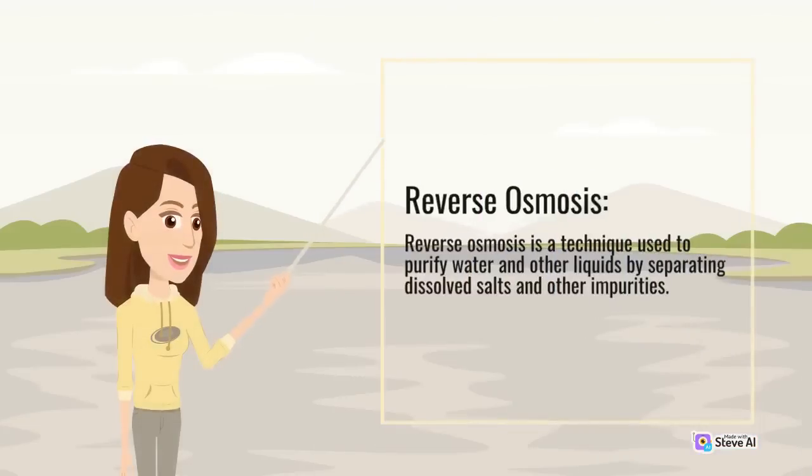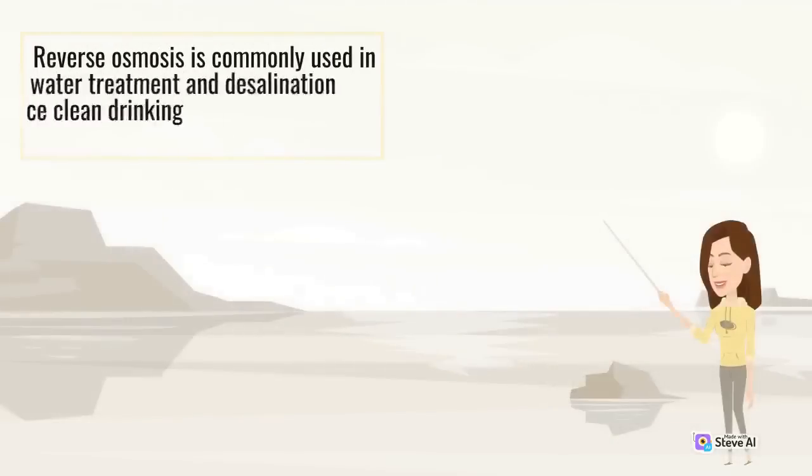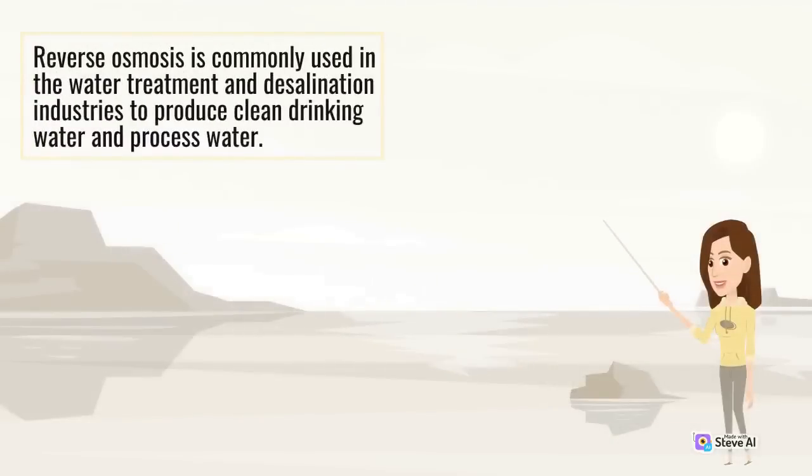Reverse osmosis. Reverse osmosis is a technique used to purify water and other liquids by separating dissolved salts and other impurities. In this method, the solution is passed through a semi-permeable membrane under high pressure, which allows water molecules to pass through while retaining the salts and impurities. Reverse osmosis is commonly used in the water treatment and desalination industries to produce clean drinking water and process water.